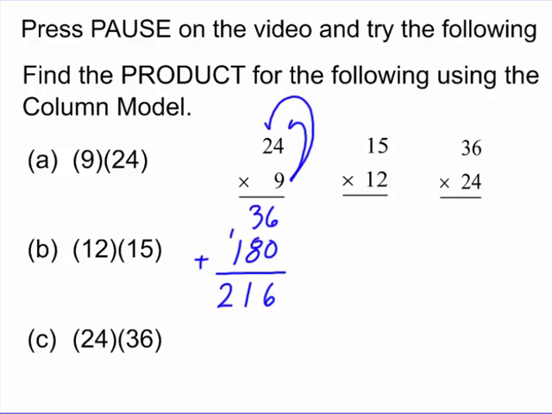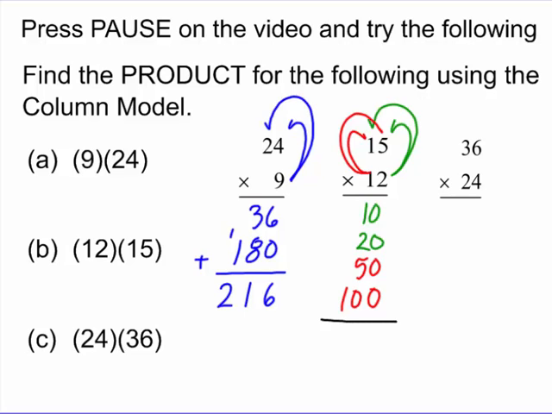I'm going to use column model number 1 again for 15 times 12. So 2 times 5 is 10. 2 times 10 is 20. Just going to switch colors here to help see the second part. Now ready? This is 10 times 5, or 50, and 10 times 10, or 100. So when I total all of those up, I have 10, 20, 80, 180 total.